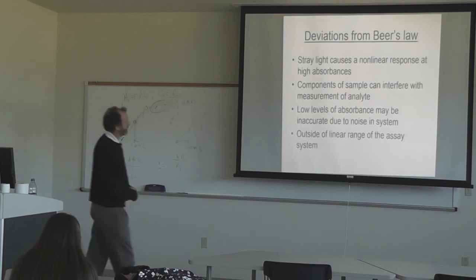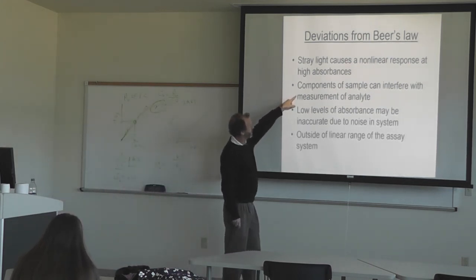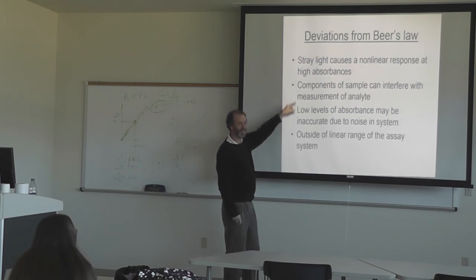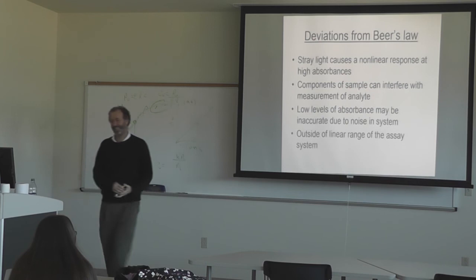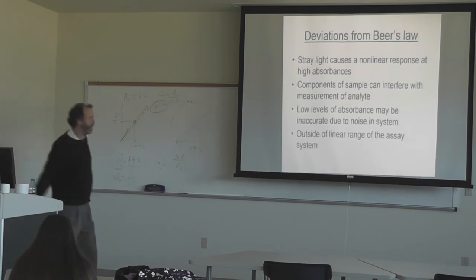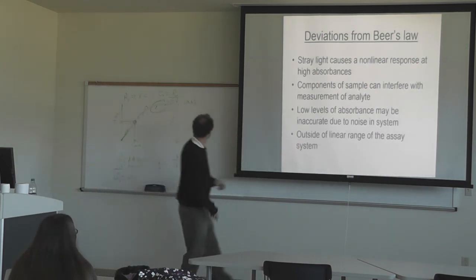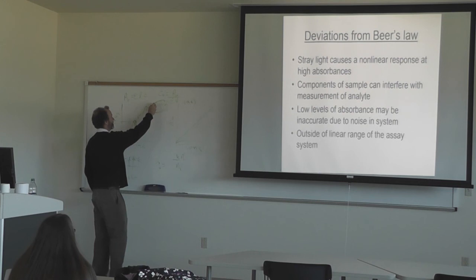Deviations from Beer's law. Stray light causes nonlinear response at high absorbances. Didn't we already do this slide? I think so. Yeah, low levels of absorbance might be inaccurate due to noise in the system, and outside the linear range of the assay system, that's when we're going to be up here. Does that make sense?